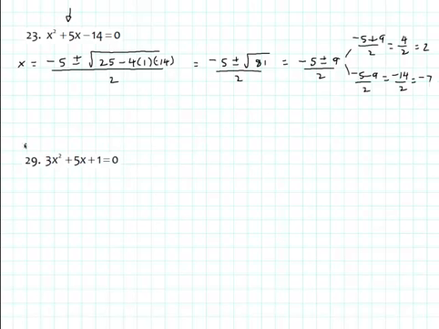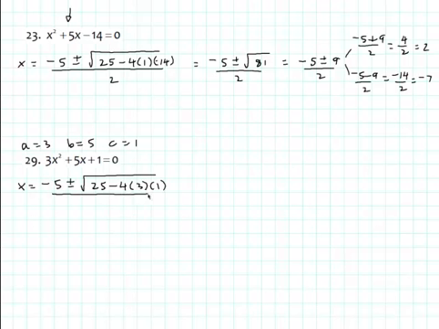Number 29. Here we have an a value that is not a 1, it's a 3. Your b is a 5, and your c is a 1. Still the same formula. X is equal to a negative b plus minus the square root, your b squared, minus 4 times the a times the c. All of that is over 2 times the a, which is 6 this time. Negative 5 plus minus the square root of 13. 13 is a prime number. That's as far as we can go.